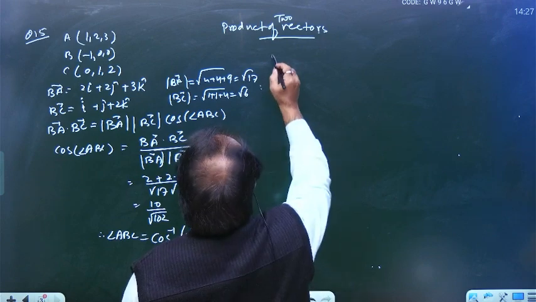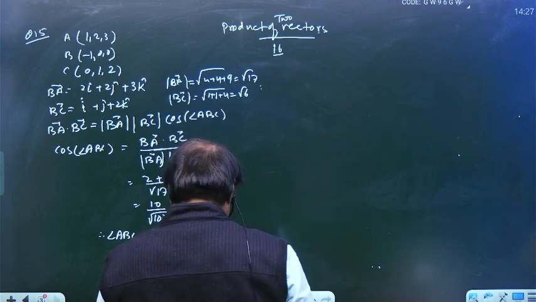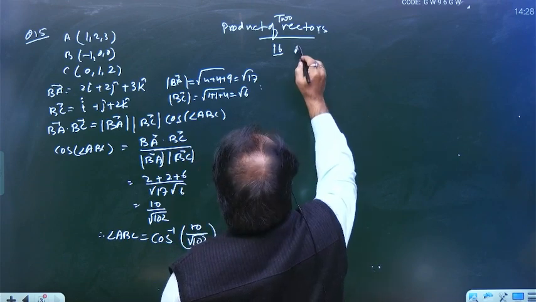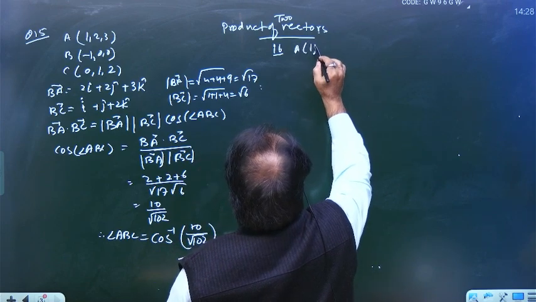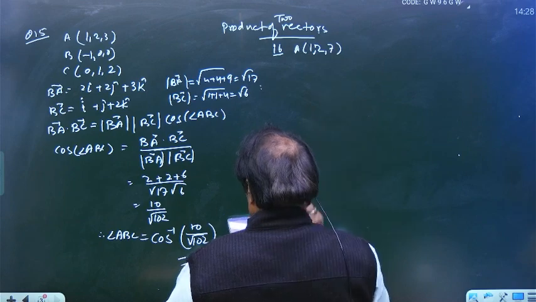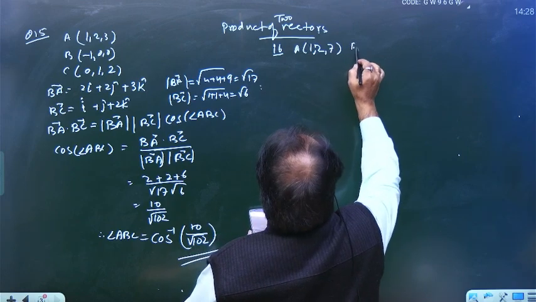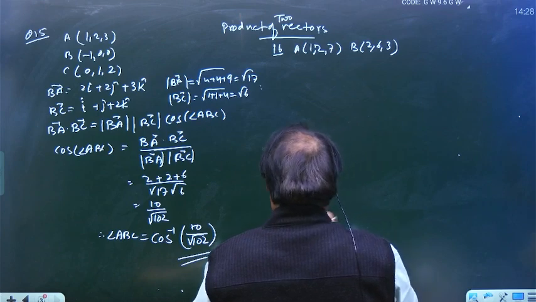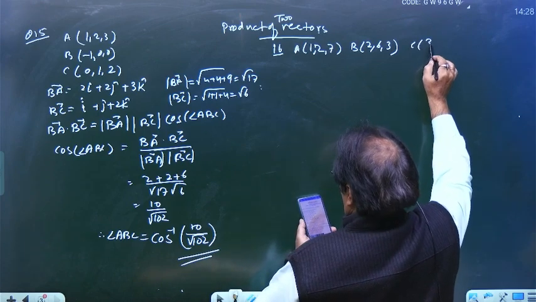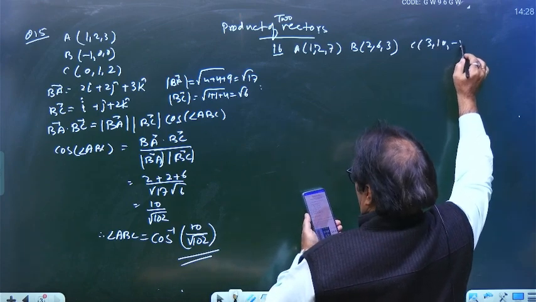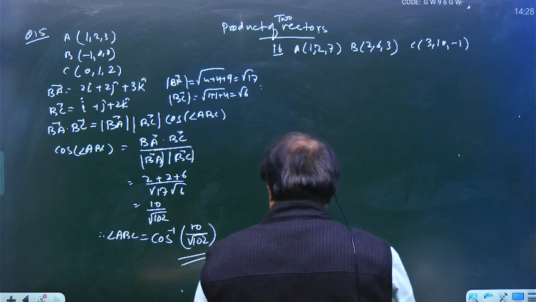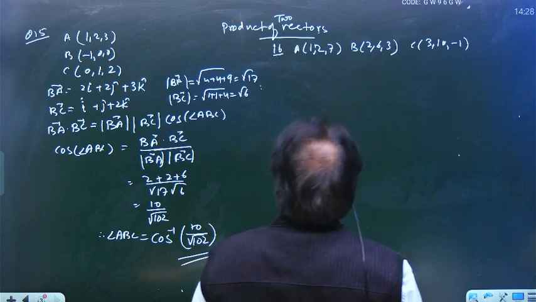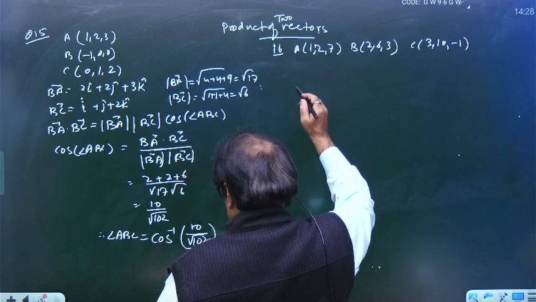Question number 16 is: show that the given points are collinear. Point A is given as (1, 2, 7), B is (2, 6, 3), and C is (3, 10, -1). We have to show that these points are collinear. So first we will find the vector AB.